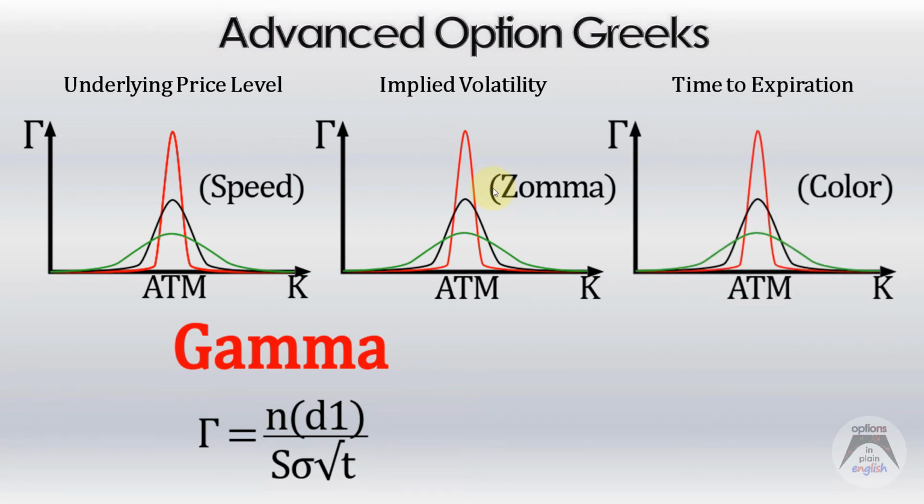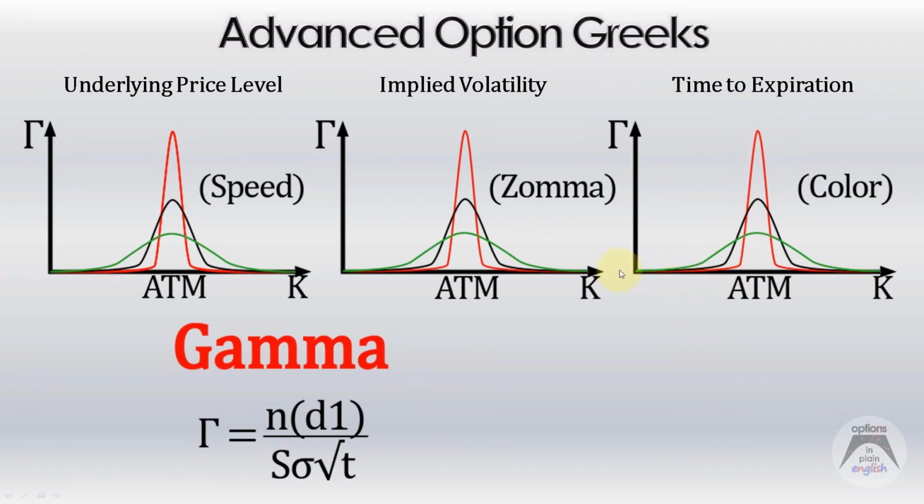Now with time to expiration, this is how gamma explodes, and this is something that you can see now visually, what a lot of traders talk about. The options, when they're about to expire, have a very high value of gamma. Why? Because you can see it here.